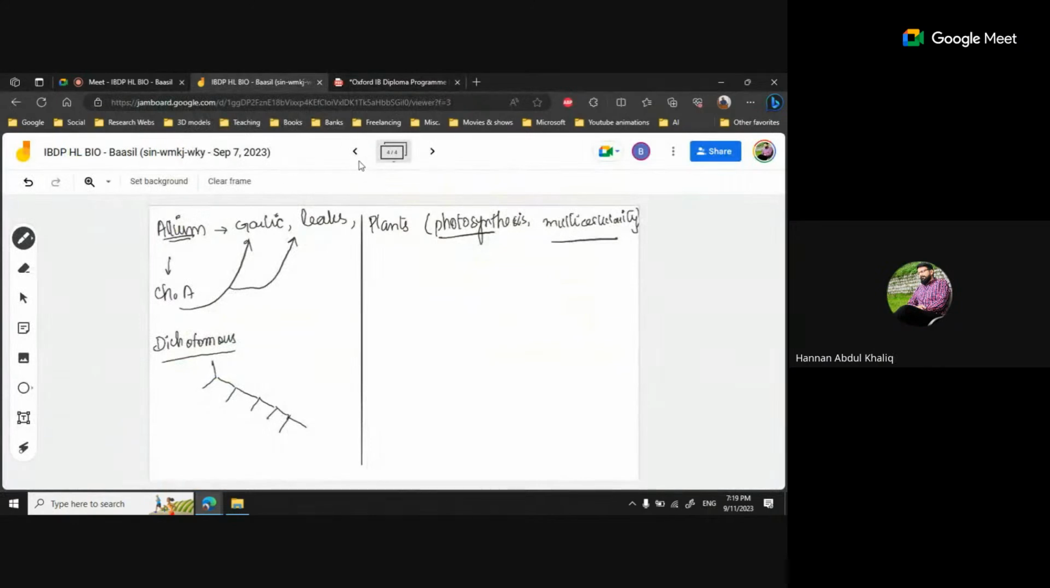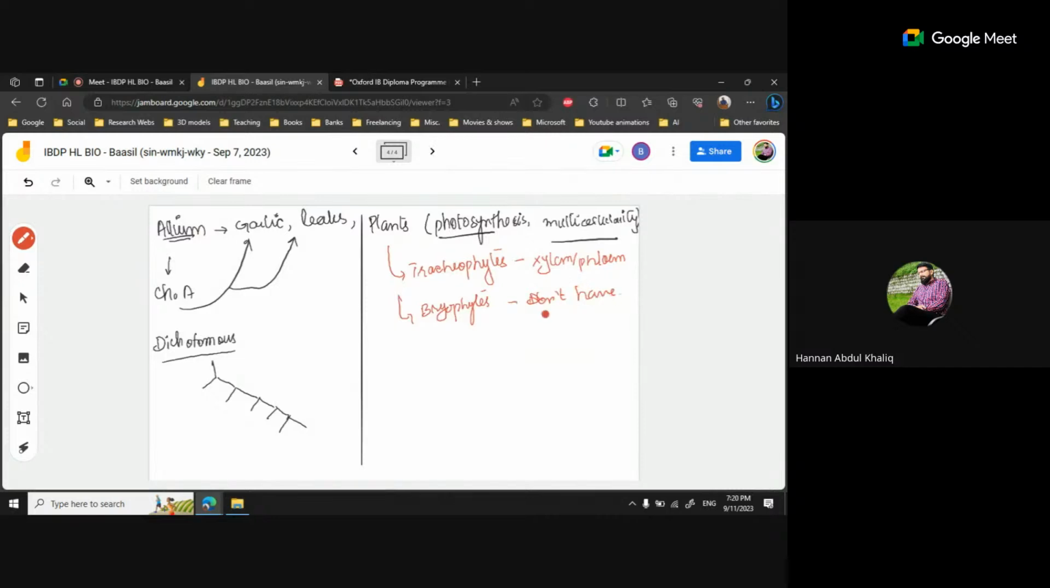Okay, now within plants, we have a bit of differences. Some plants are called tracheophytes, and some plants are called bryophytes. The one major difference between them is that tracheophytes possess xylem and phloem. So it is looking like a dichotomous key. And bryophytes don't have xylem and phloem.